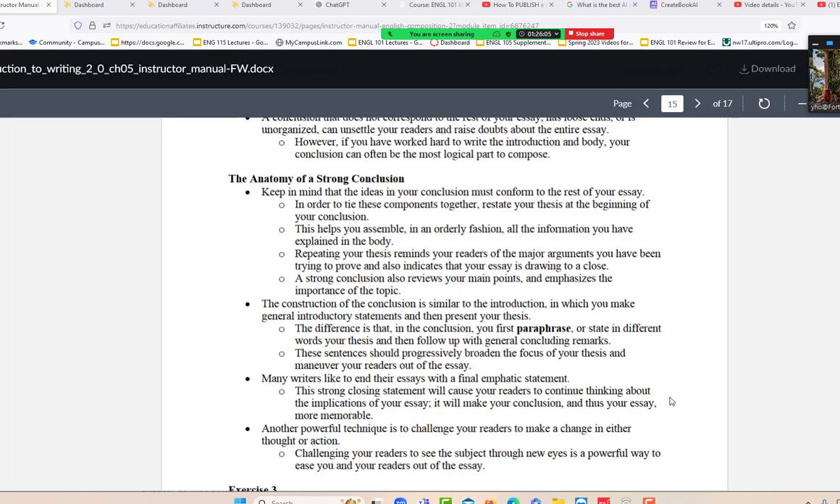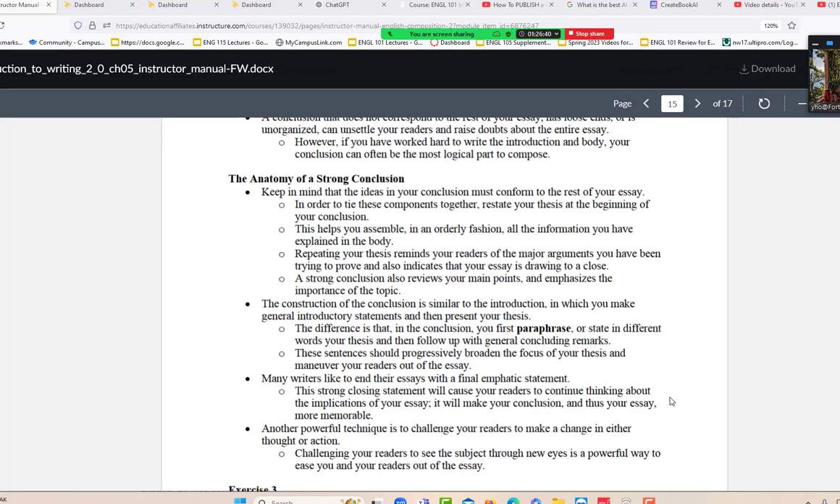A strong conclusion also reviews your main points and emphasizes the importance of the topic. The construction of the conclusion is similar to the introduction, in which you make general introductory statements. The difference is that in the conclusion, you first paraphrase or state in different words your thesis, and then you follow up with concluding remarks. These sentences should progressively broaden the focus of your thesis and maneuver your readers out of the essay.